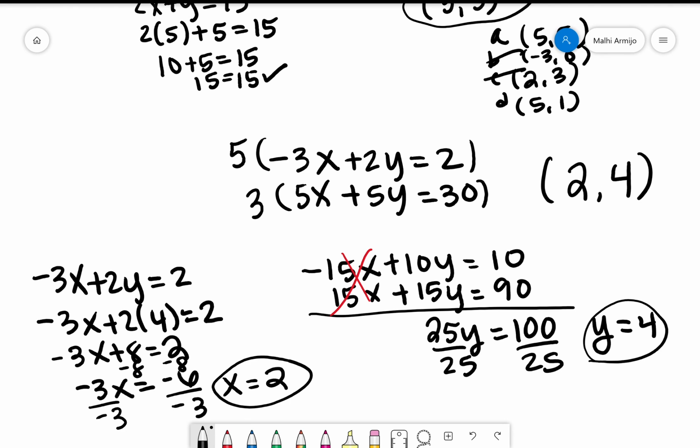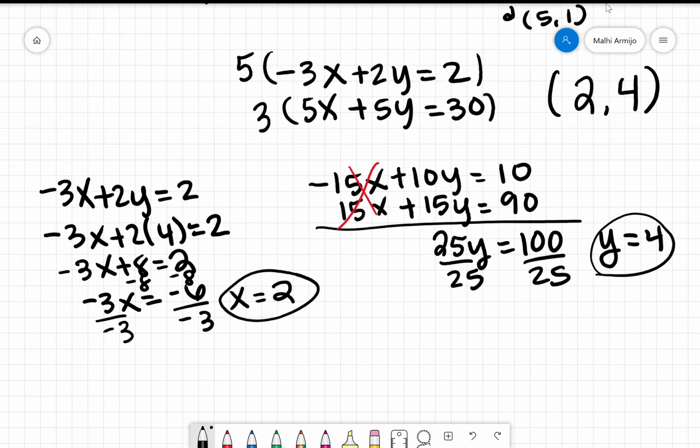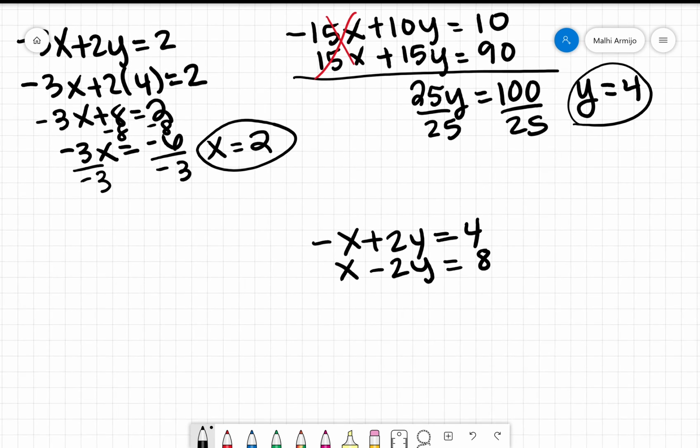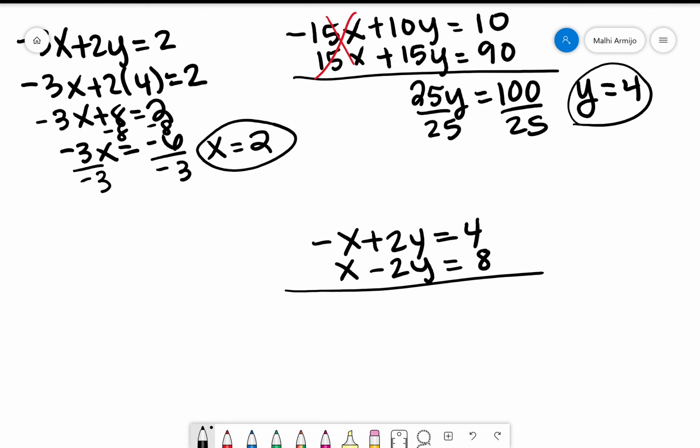All right, last thing that I want to talk to you about is what happens when you cross out both of the variables. So let's say we have this right here. All right, so you're not going to manipulate either one of them because you can see that you can cross those two out, cross those two out. So this whole left-hand side gives you a 0. The right-hand side gives you a 12.